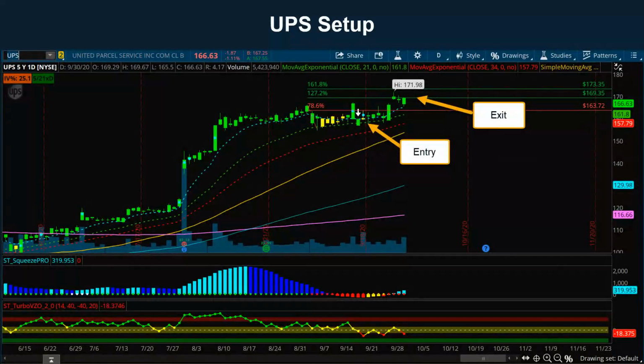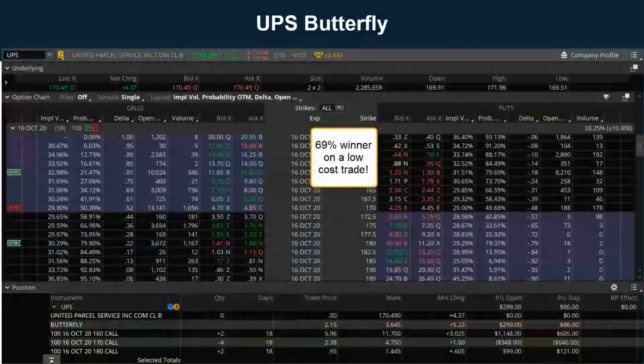So as we know, there's been many different changes this year, and I decided to go ahead and trade UPS because this is one of the strongest stocks out there, okay? So I went ahead and took an entry. We have a really nice stacked chart here. We have a pullback, and then we have a shift in the trend strength candles. And here's an example of a very low cost butterfly. This butterfly was only $2.15. And it gave me a nice conservative trade with a 69% winner.